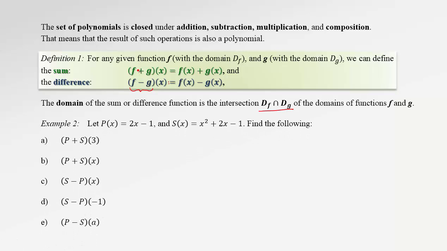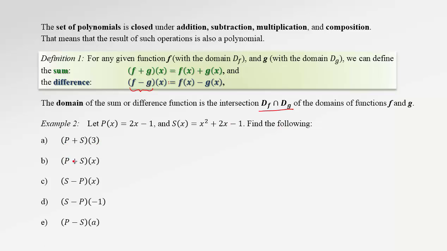So that's theory. Now let's practice. What does it mean for particular polynomials? P of x is defined as 2x minus 1 and s of x is defined as x squared plus 2x minus 1. Let's find the following.